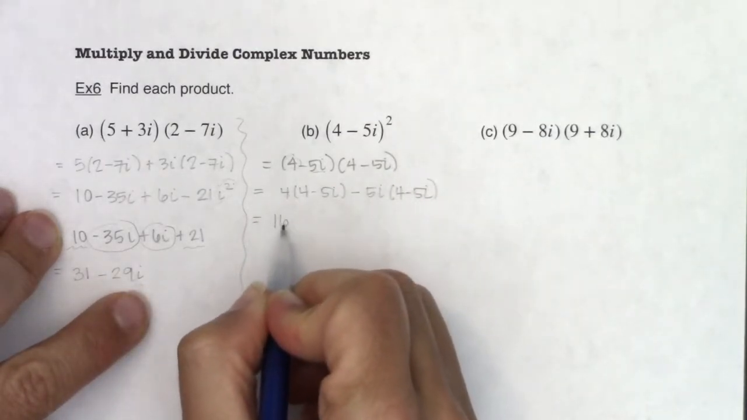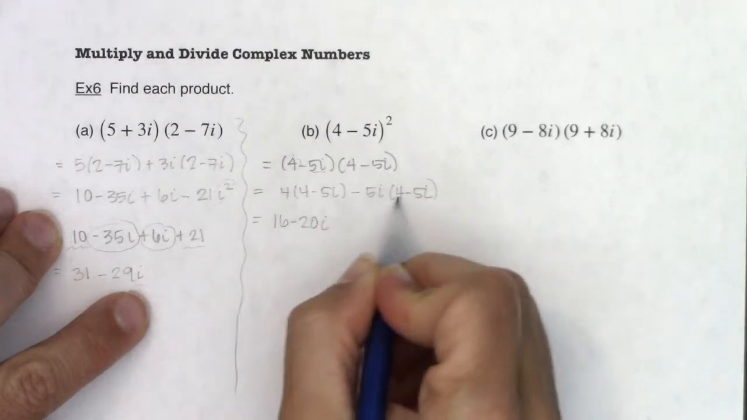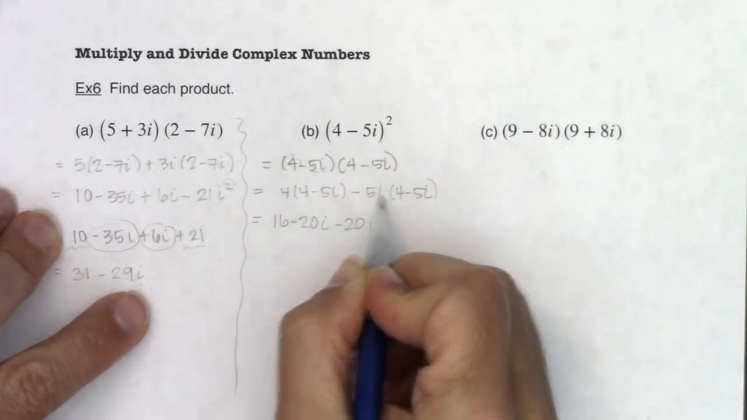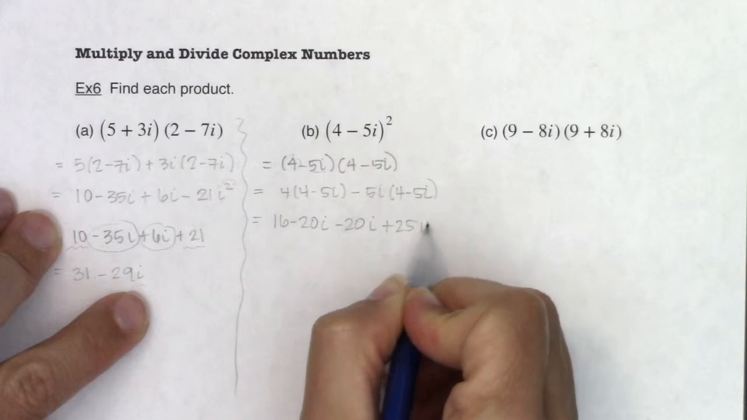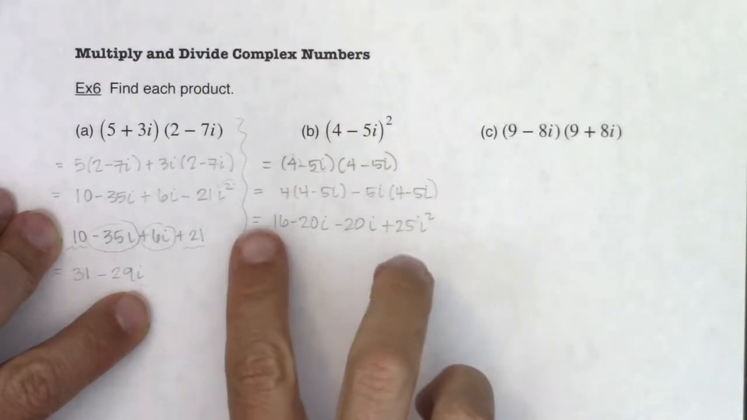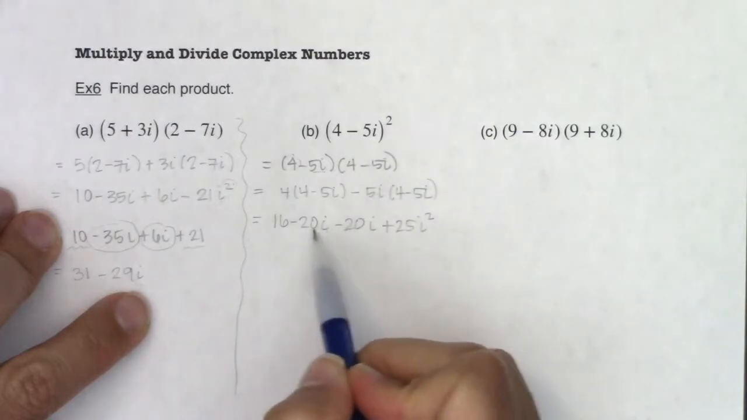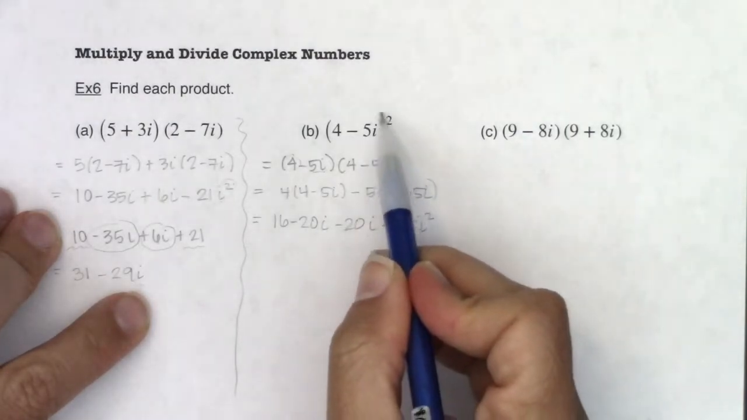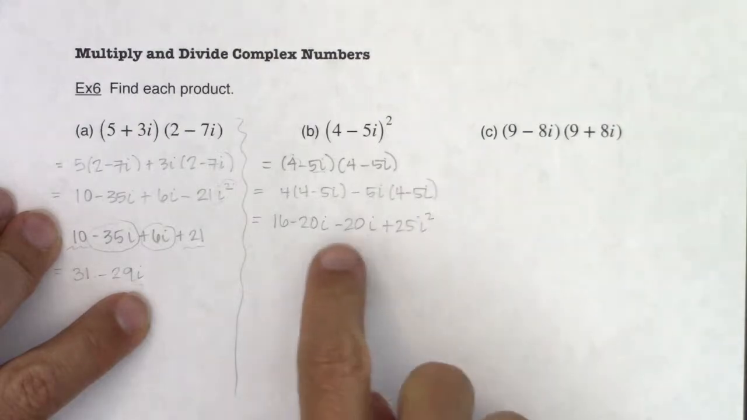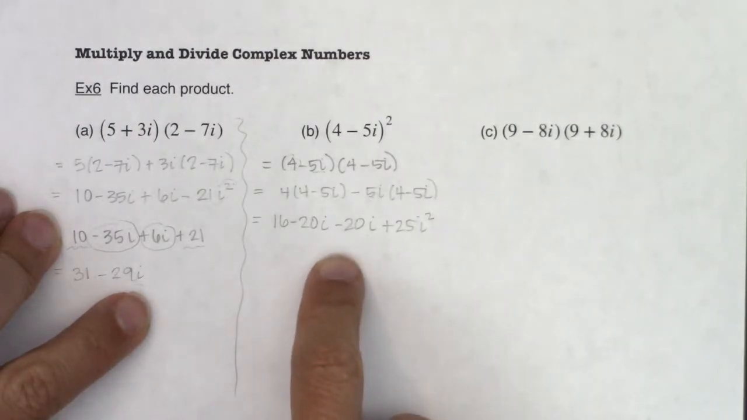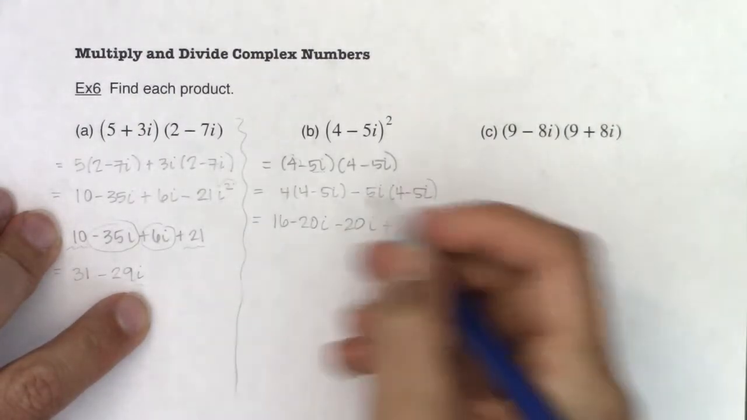I've got 16 minus 20i minus 20i, and this will ultimately be plus 25i squared. Right? So you see the 16 and the 25i squared, which I initially had written up here, but you see the outer and inner terms. When you distribute that exponent just to these two terms, you're ignoring the fact that you had outer and inner terms. All right, so there's my i squared.